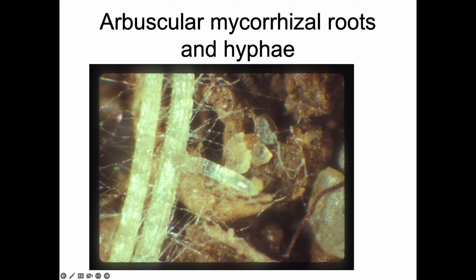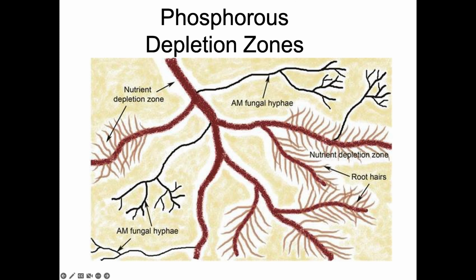So how do you work with these? Well, again, the AM fungi, these fungi which are in the glomeromycota, grow out of these depletion zones. And they produce this mycelium which then extends the root.